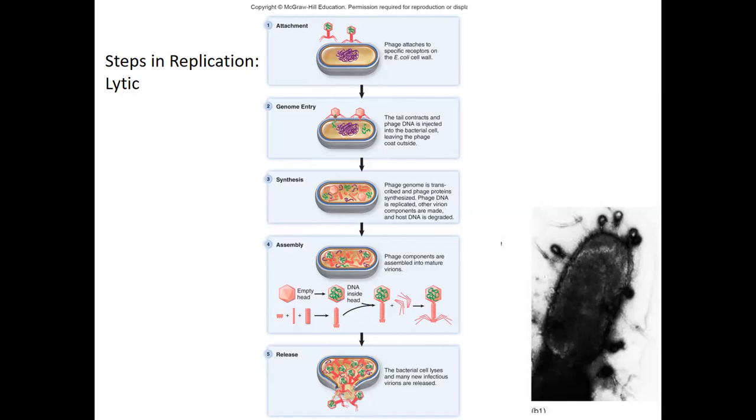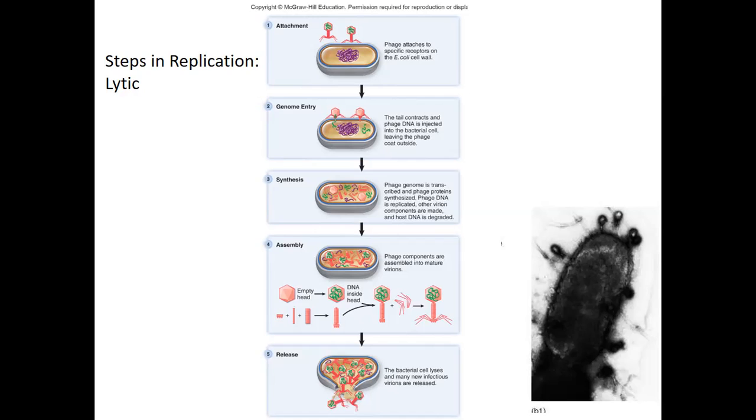So the host chromosome gets broken up, which is good, right? If the host chromosome is broken up, then the bacterial cell is not spending as much of its energy making copies of itself like it should. The virus can now utilize that cellular machinery, those enzymes, those ribosomes, all that fun stuff to make its own individual components. So they're synthesized here.